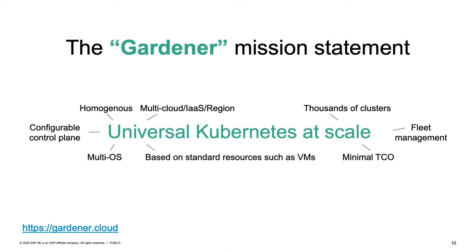So as I just said, we need 5 people to do that. And also our users don't need to manage their cluster, they just use it. So it's minimal TCO. It's based on standard resources. So we're not using any IaaS specific means. We're just using virtual machines, storage, and network. We support multiple operating systems. So we support Garden Linux, which of course is our favorite, but we also do SUSE and Ubuntu, and it's all configurable. So Kubernetes has thousands of options that you can configure, and we can configure those through Gardener.